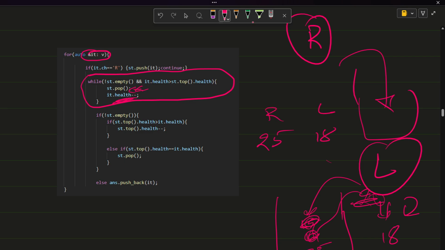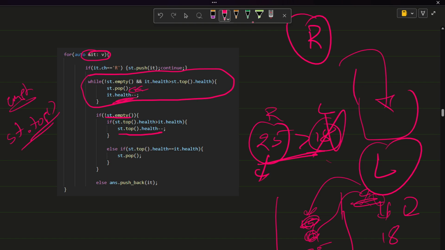And yes, if stack is not empty, please mention this condition. You would know that many times if we directly try to get st dot top and the stack is empty, it will give a runtime error. So please check that the stack is not empty, and that st dot top dot health, meaning the right one, has health greater than the left one, as it is in this case here. Then we just decrement its health by 1. So this will not be considered, and it will be 24.